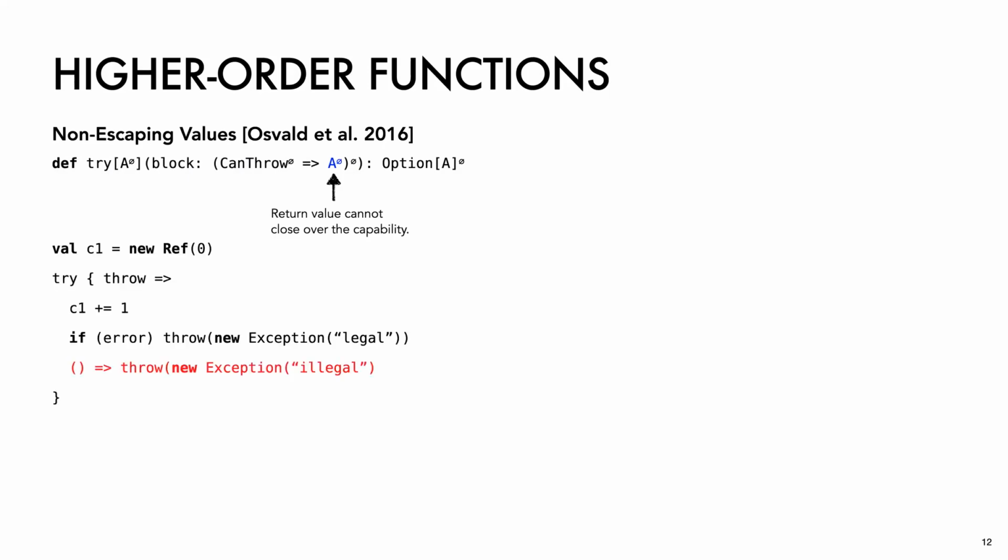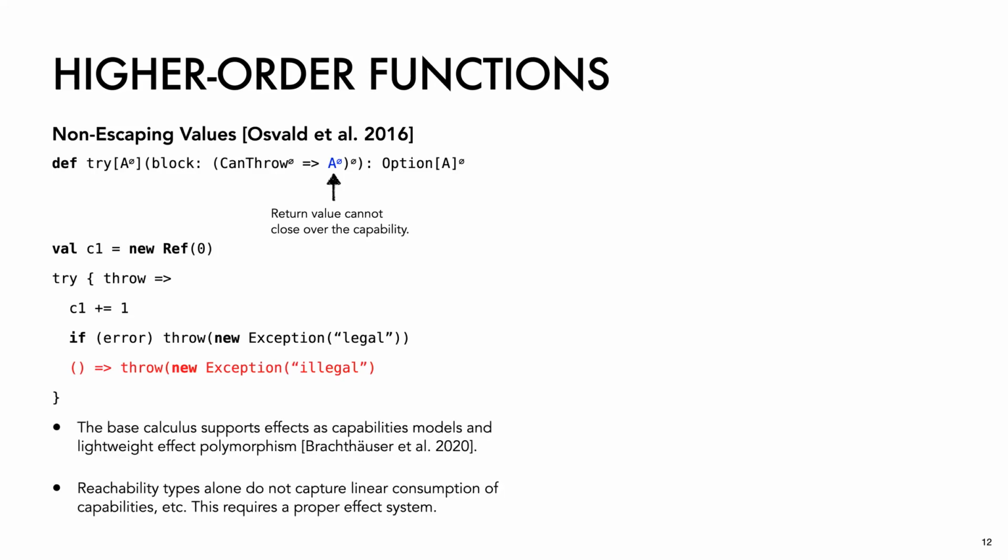So here's a usage example, and we can see that it is impossible to return something that closes over this throw capability. And in principle, this scales also to lightweight effect polymorphism and algebraic effect handlers a la Brachthäuser and collaborators. So this is quite impressive that we can already discern this in this basic system, but it's not satisfactory because we cannot, for example, enforce consumption behavior such as linearity, which is useful for these capability systems.